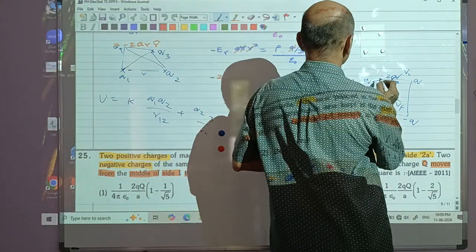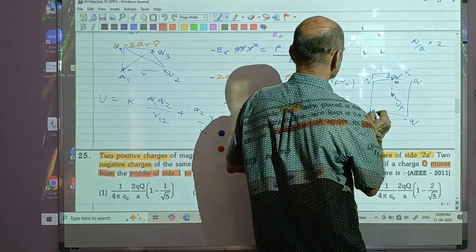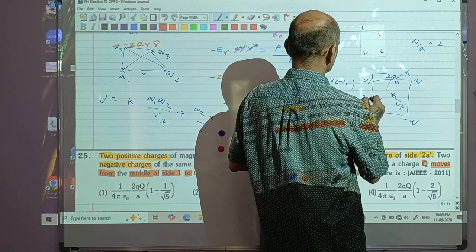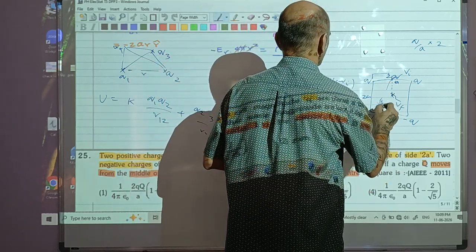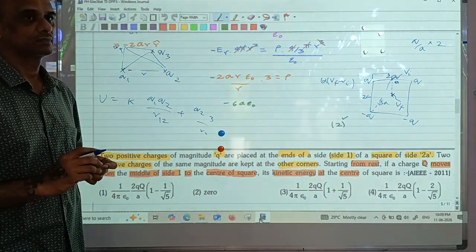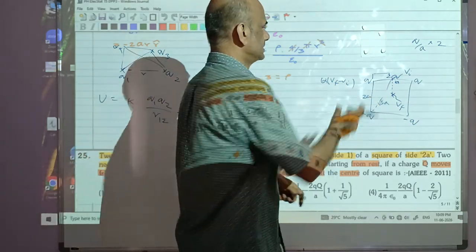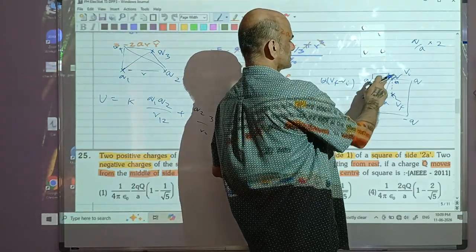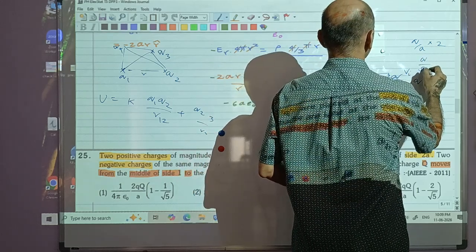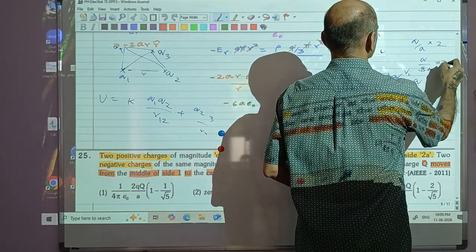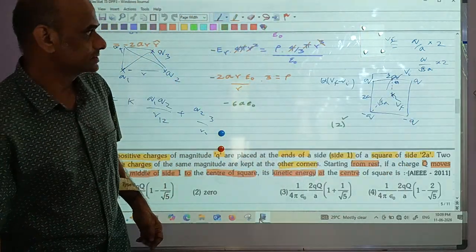See, Vi is what? Just Q by this distance: 1 by 4 pi epsilon naught, Q by A twice, and then this distance you have to find out. This is 2A and this is A, so this is root 5 A. Is root 5 A the correct distance? 2 square is 4, 4 plus 1 is 5, so root 5 A. So Q by A twice, and Q by root 5 A twice. Sorry, Vf. Vf is 0.